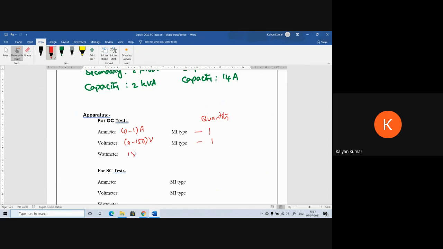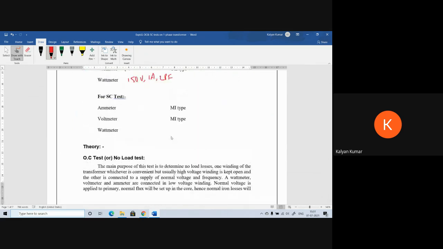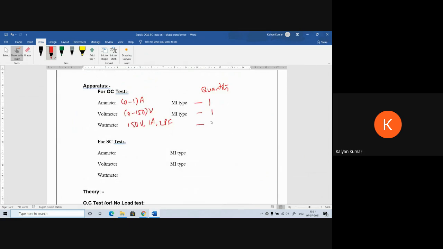Wattmeter, 150 volts, 1 amp, LPF. Okay, this is also 1 number required.